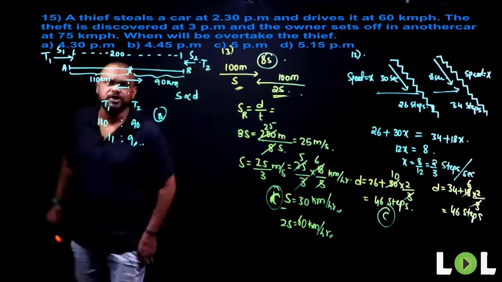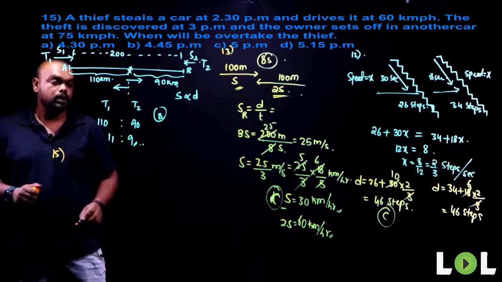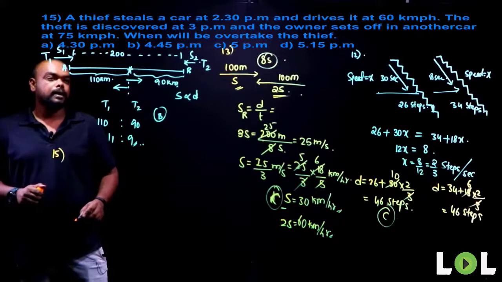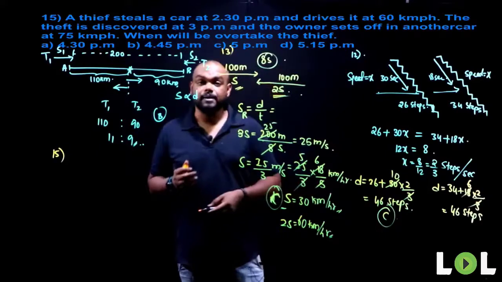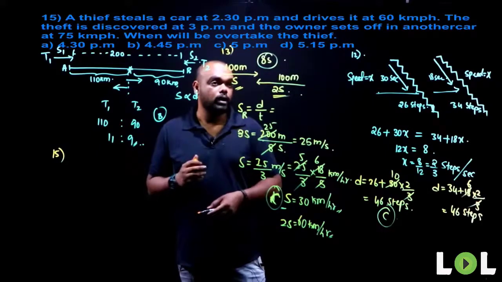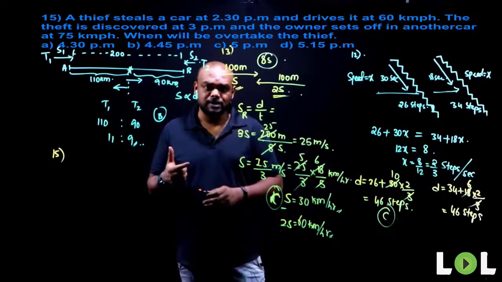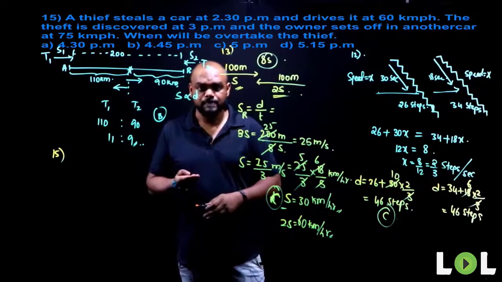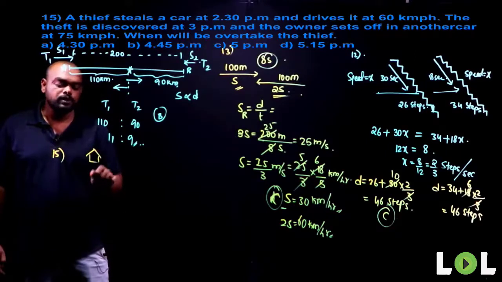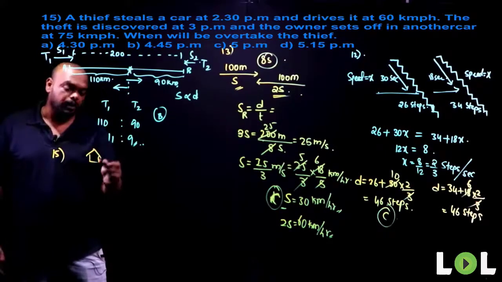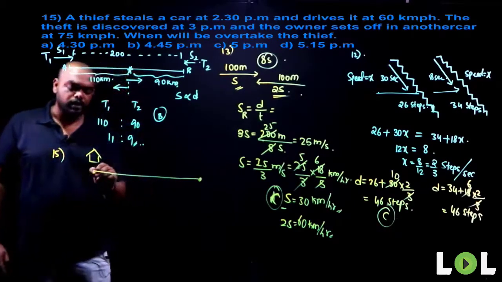Observe. Simple question. Cop on the thief problem, which we have already solved in the previous class. The car is stolen at 2:30 and the owner started chasing the thief at 3 o'clock. It means a 30 minutes gap is there. So in this 30 minutes, the thief would have already traveled some distance. Let us say, here is the house. From here the thief stole the car and traveled till 3 p.m., some distance from here to here.